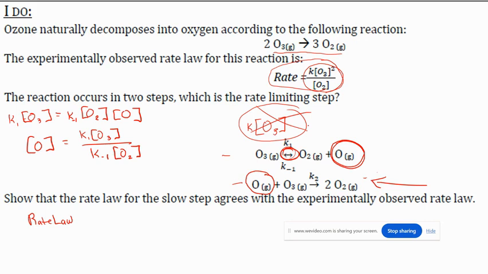Does that make sense? They gave us this. We know this. Had this rate been equal to this item, then the first step would have been your slow step. But it wasn't. This is your rate law. So it has to be the second step. Is that making sense?